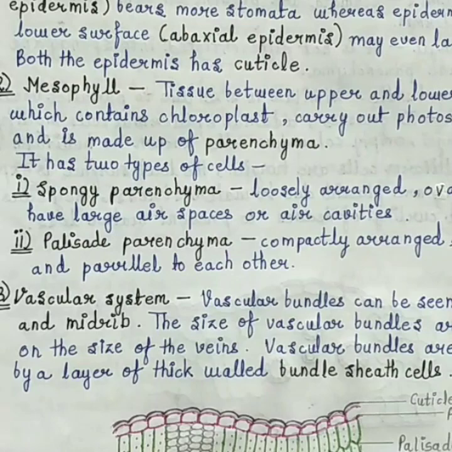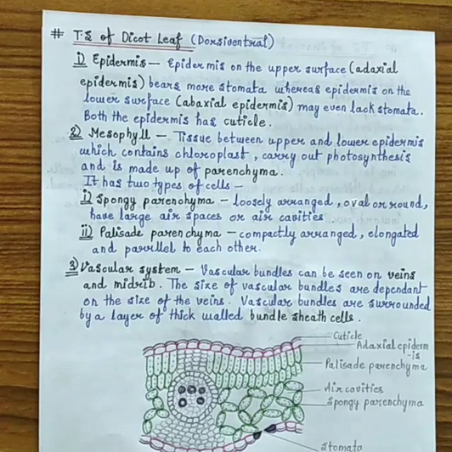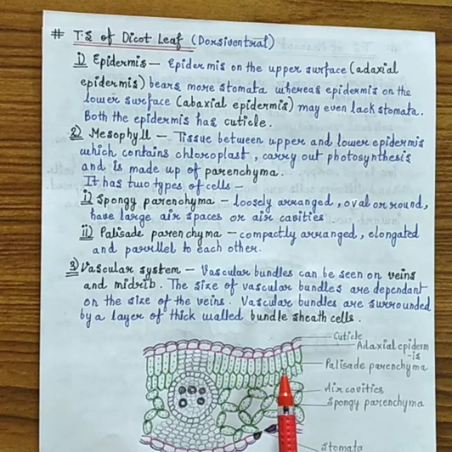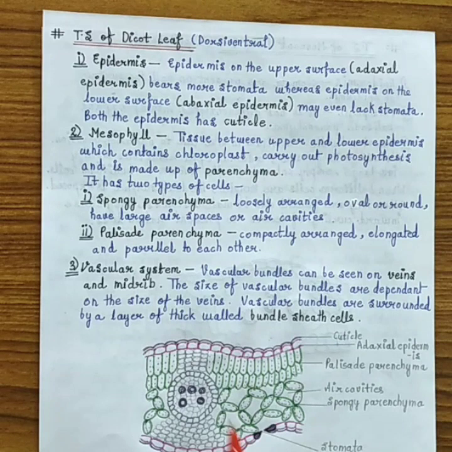Now we'll talk about transverse section of dicot leaf. Now we'll have a look at the transverse section of dicot leaf. Now the outermost layer is epidermis again. Now epidermis of the upper surface, upper surface ki jo epidermis hoti hai use hum adaxial epidermis bolte hain aur lower surface ki jo epidermis hoti hai use hum abaxial epidermis bolte hain. So the upper epidermis that is adaxial and the lower epidermis that is abaxial.